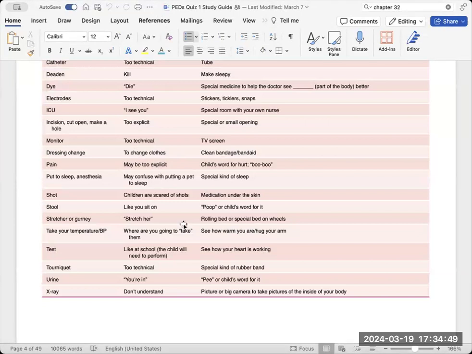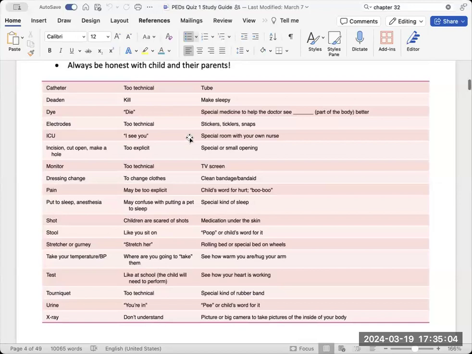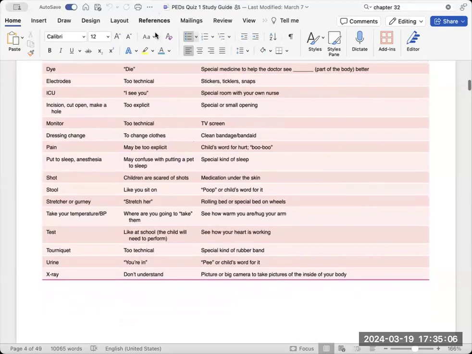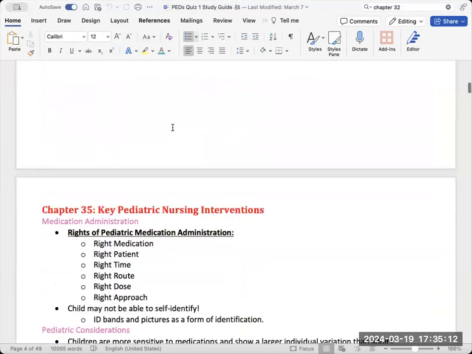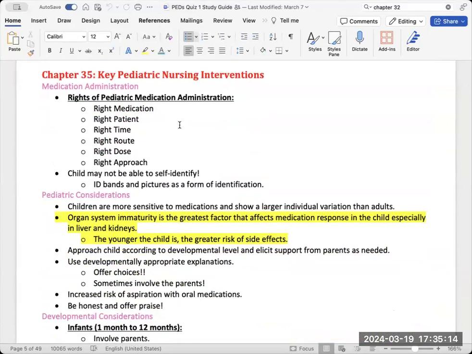So, like I said, read through these different things so you can understand, because she will ask you what would be an appropriate way to describe something to someone who is a toddler or a preschooler, and it wouldn't be saying, "Oh, you're gonna get some electrodes put on you." No, you can't say, "Oh, incisions or holes." Think very simplistic terms, because this is like a baby, a smaller kid.